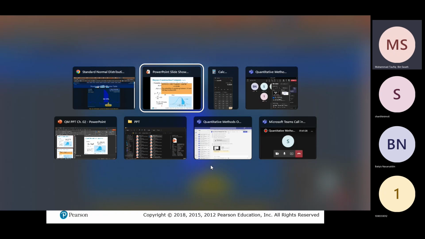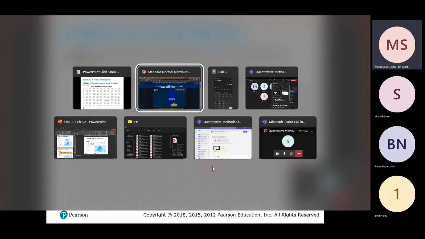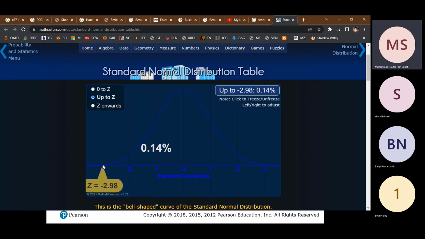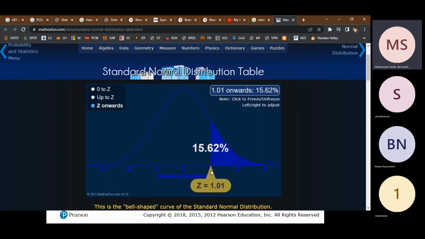But for this table, they calculate differently. They calculate from the lowest number until the z value. So you can see it's different. We have several types of tables we can use, so you have to check what kind of table you have. Either it's from 0 to the z value, or from the lowest value to the z value, or the other table we have is z onward, where we look at the probability of values bigger than z, bigger than the value that we want to calculate. So there are three types of standard table.